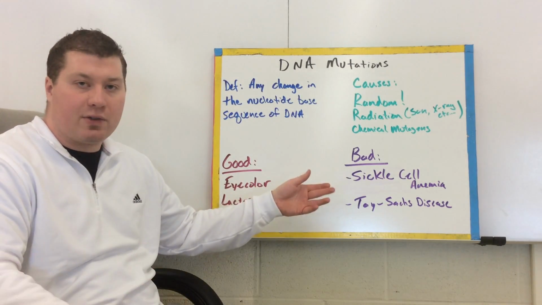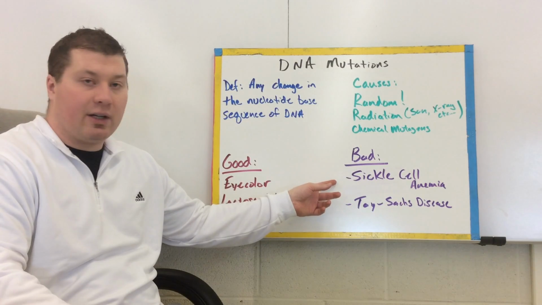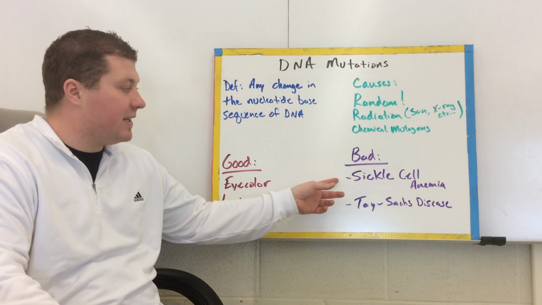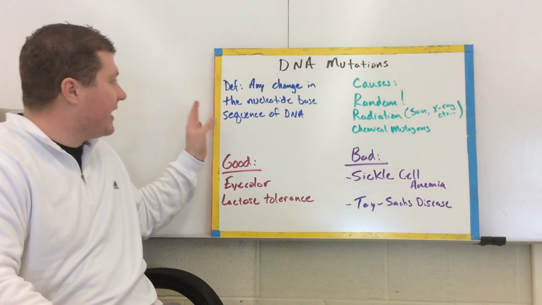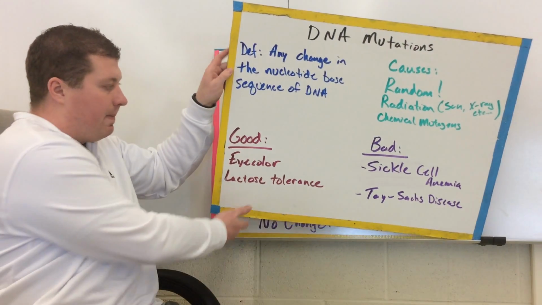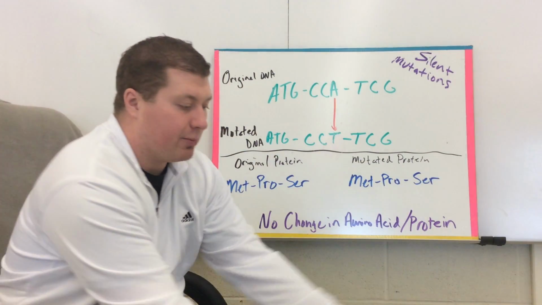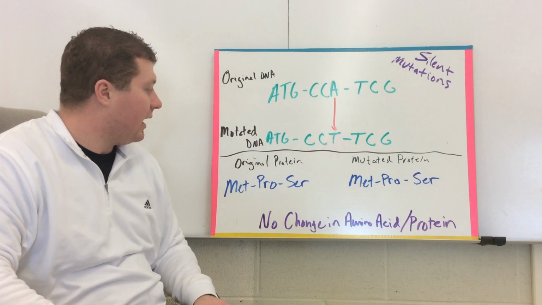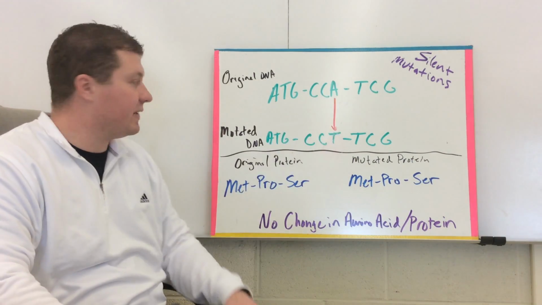Several bad things occur also with mutations. Now, not all things are bad, but diseases like sickle cell anemia or Tay-Sachs disease are two example bad things that occur in mutations. The first example I'm going to go through is a silent mutation.